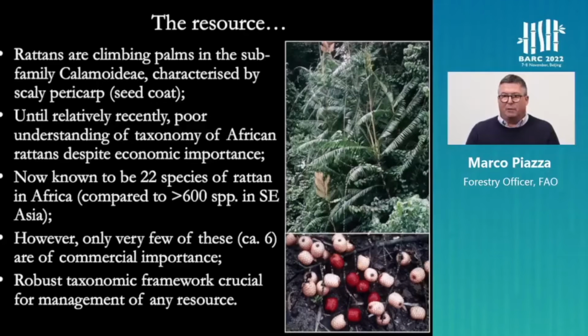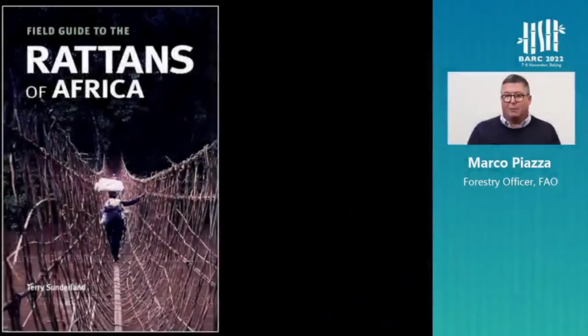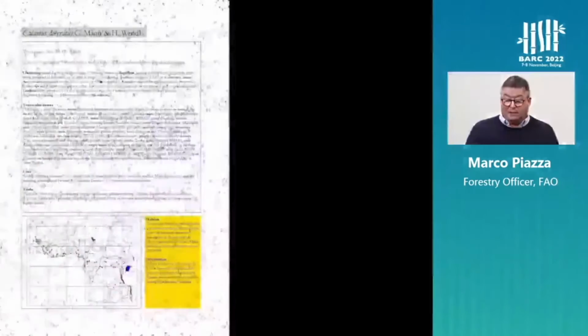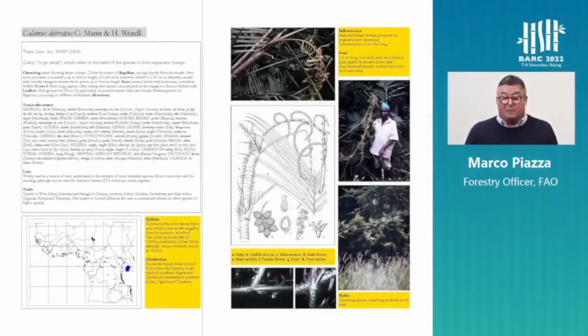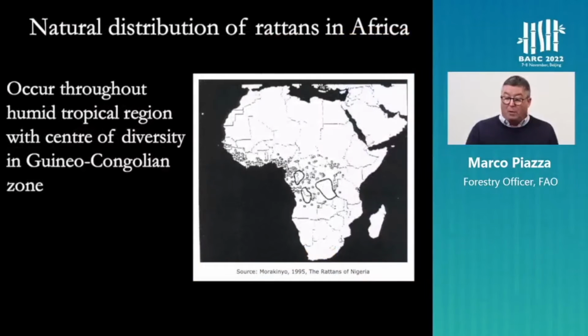But of course, a robust taxonomic framework is critical for the management of any resource. We need to know what things are in order to manage them. So it's important to get that taxonomic framework right. A few years ago, we published a field guide to the rattans of Africa, and this is the account for Calamus deratus, the only Calamus representative that occurs on the African continent.